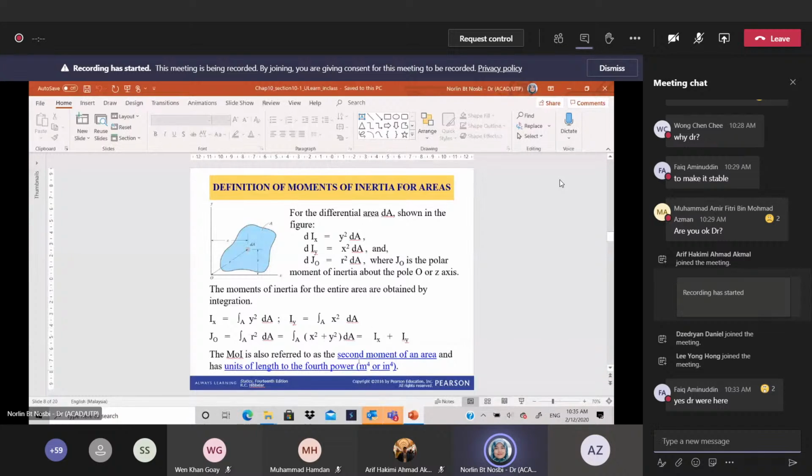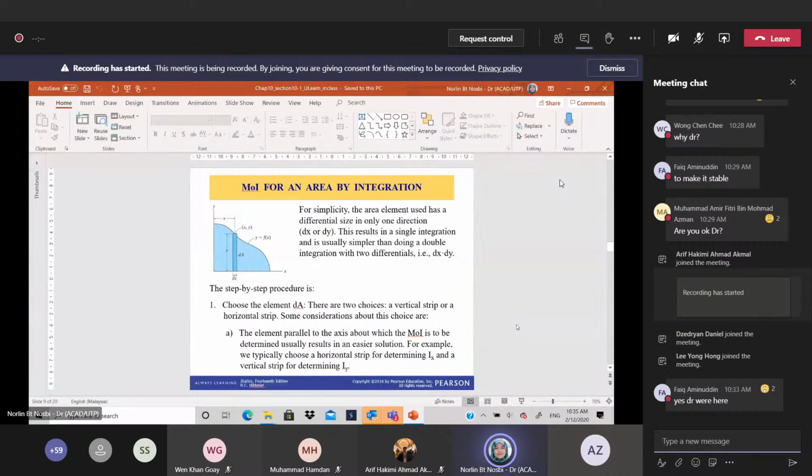Okay, now let us see the step by step on how to solve the question related to the moment of inertia for area. Don't forget this one is for area. The steps are almost the same as last chapter, chapter 9, where you need to assume a rectangular column, then find the x and the y.